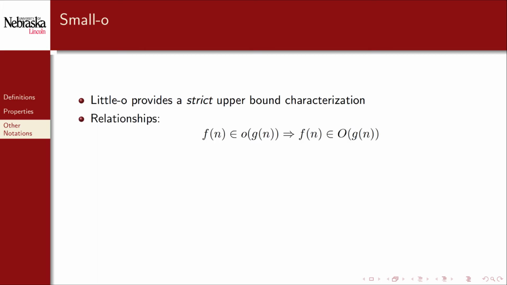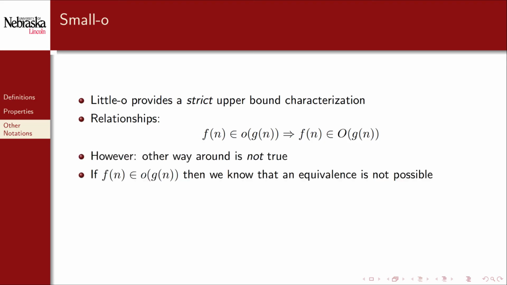It is a stronger statement if two functions have a little o relationship, since they also have a big O relationship. However, the other way around is not true. If f of n is little o of g of n, then we know that the equivalence is in fact not possible. That is, a big theta relationship is excluded.